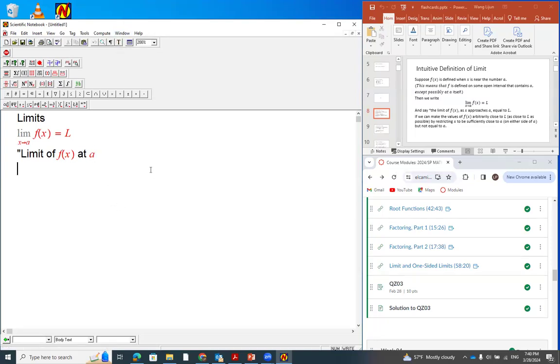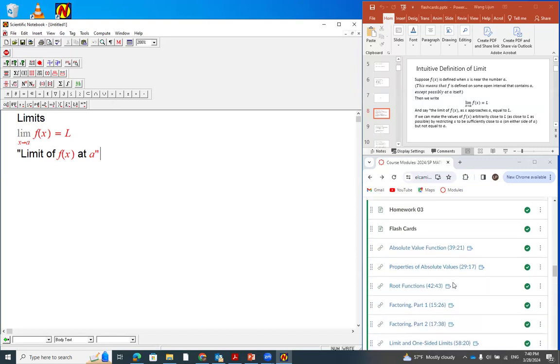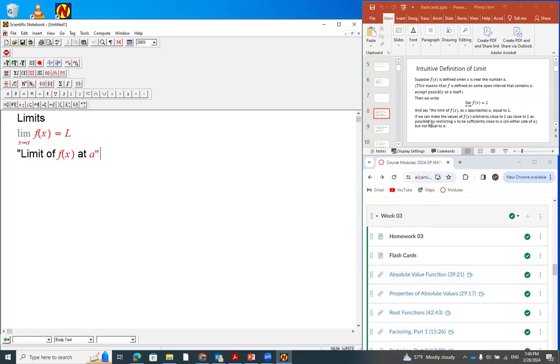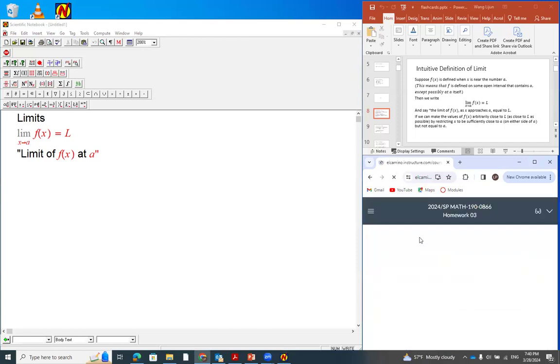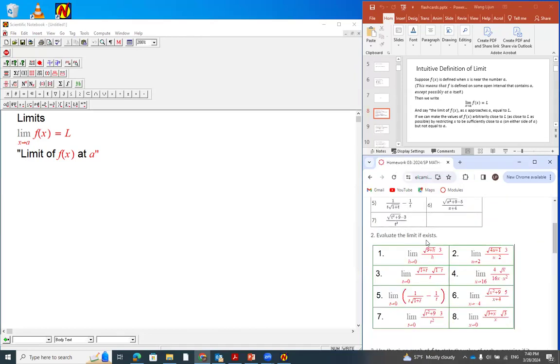Since the function does not have to be defined at A, there are many situations. In our homework, you will see a variety of situations that apply that. When we are doing our homework, we want you to be aware of all these concepts on the flashcards that are related to the homework, because that's the practice we want you to do. For example, homework number 3 on limits.